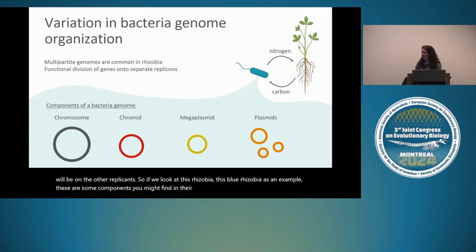The chromosome is usually the largest replicon. It contains genes that are essential for growth. I'm going to skip over to the megaplasmid and plasmid categories. These are smaller replicons. They might not have essential genes for growth, and they could be laterally transferred into the cell. And then a chromid can have characteristics of both chromosomes and plasmids or megaplasmids. And megaplasmids are larger than plasmids, and that's the main difference there.